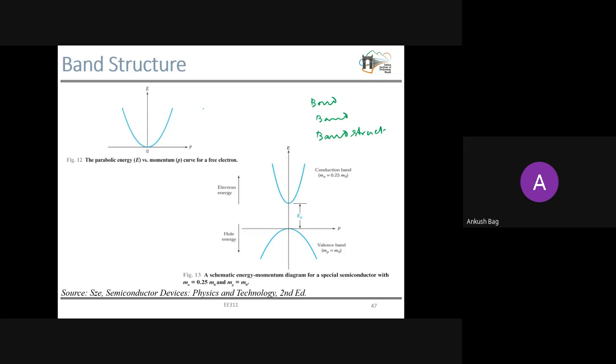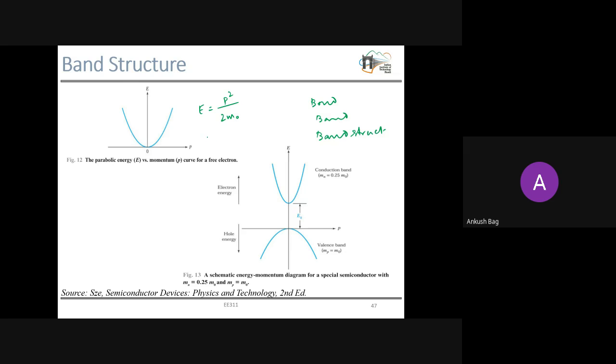It is coming from the same kinetic energy equation, the kinetic energy of a free electron, if we consider E equals p square by 2m naught. Now you can see that this is the equation of the parabola, and this parabola is coming from this equation, the kinetic energy of a free electron.